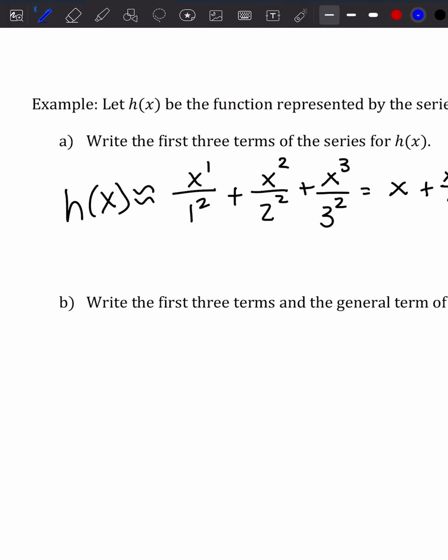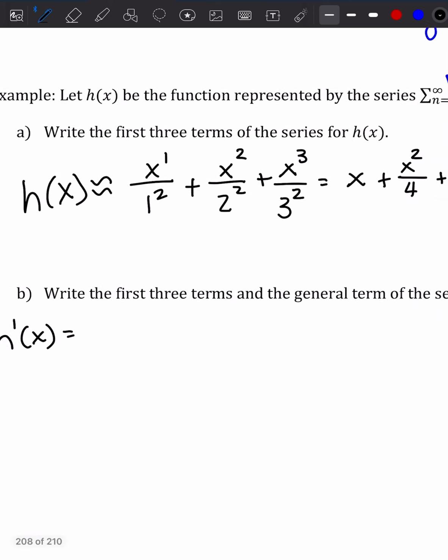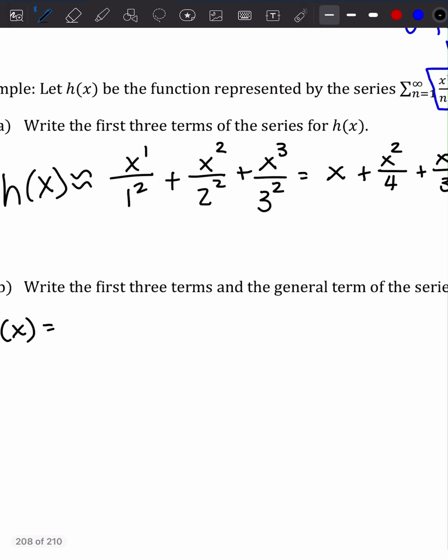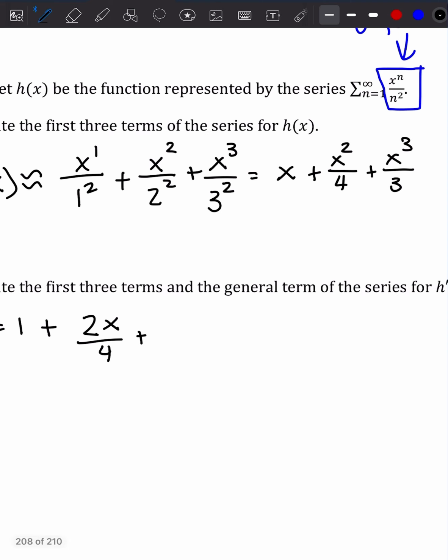So we already did the work to find h of x for the first 3 terms, so we're just going to use those first 3 terms to help us out. So the first term we found for h of x was x, so we're going to take the derivative of that, which gives us 1. We're going to take the derivative of x squared over 4, so we have 2x divided by 4. We have x cubed over 3, the derivative of that, we're going to have 3x squared divided by, okay, so I made a mistake over here, so this shouldn't be a 3, 3 squared is 9. So we're going to have it divided by 9 right here.